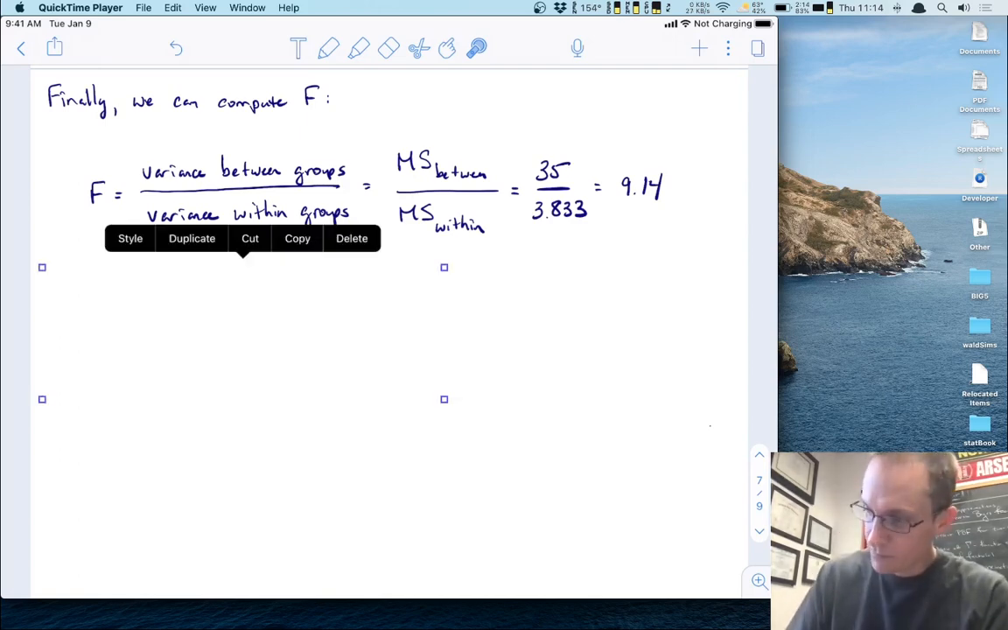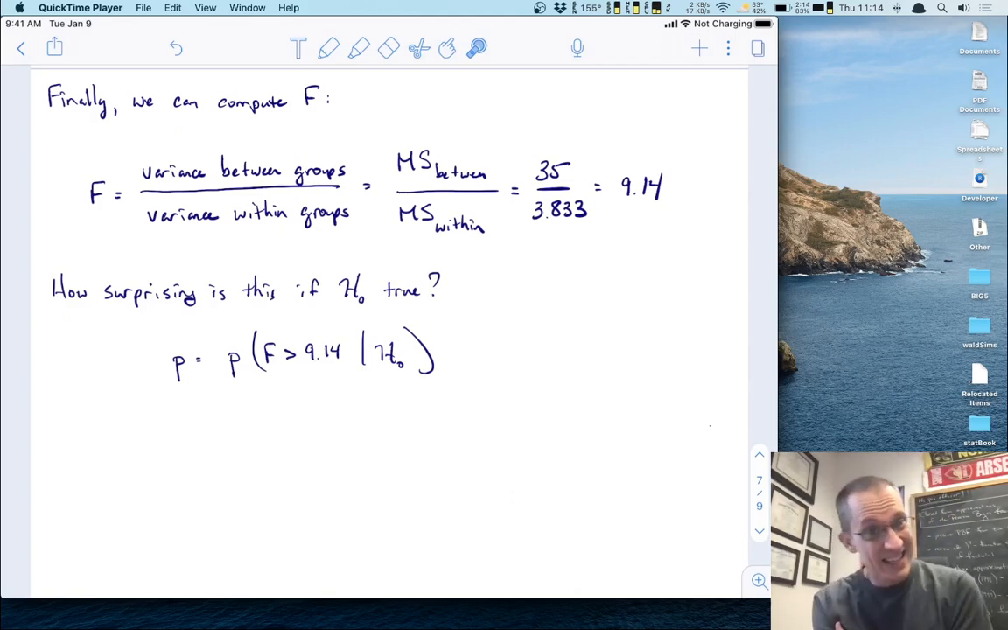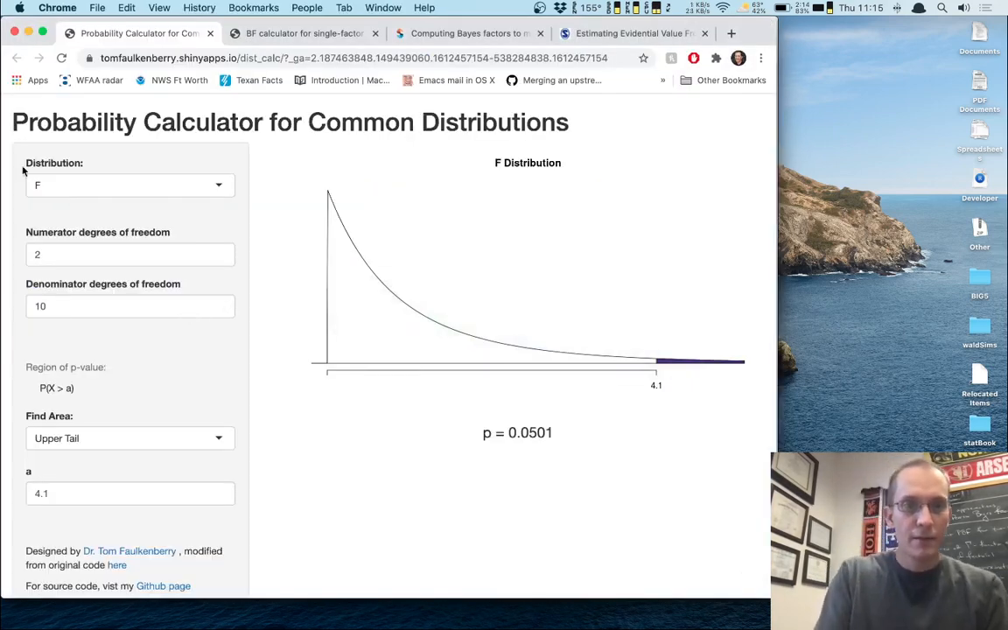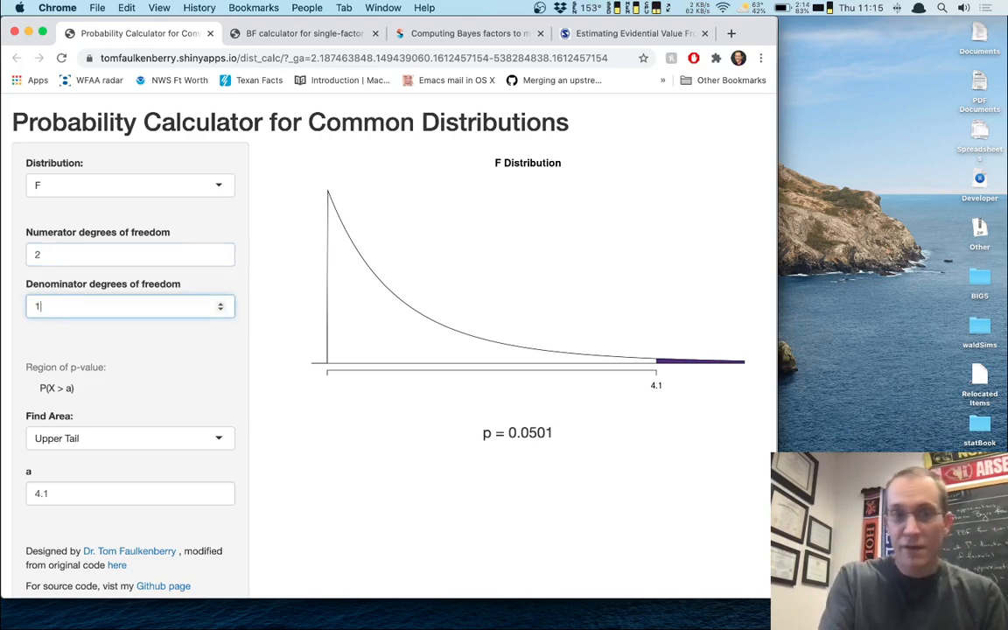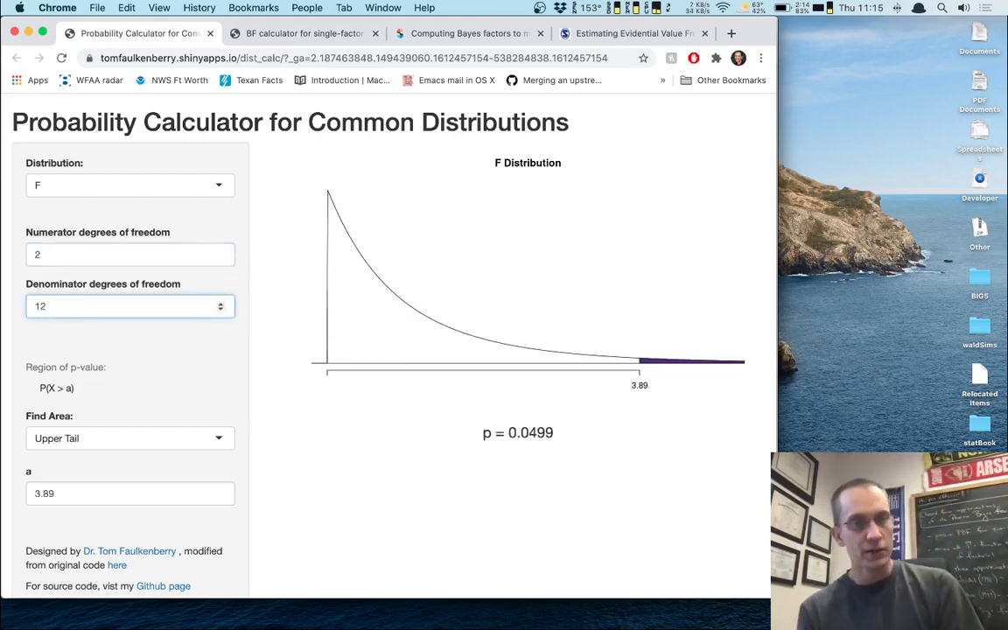That's the F statistic. So we ask ourselves, how surprising is this observed data if the null is true? Well, that means we want to find the likelihood of getting an F score beyond 9.14 if the null is true. To do that, we simply go to our app. Okay, we choose the F distribution. Now here we have to specify 2 different degrees of freedom. We've got the numerator degrees of freedom. That's the between groups degrees of freedom. That was 2, remember? It was the degrees of freedom we used to compute that between groups variance. And then in the denominator, the within groups variance, we used 12 as the degrees of freedom.